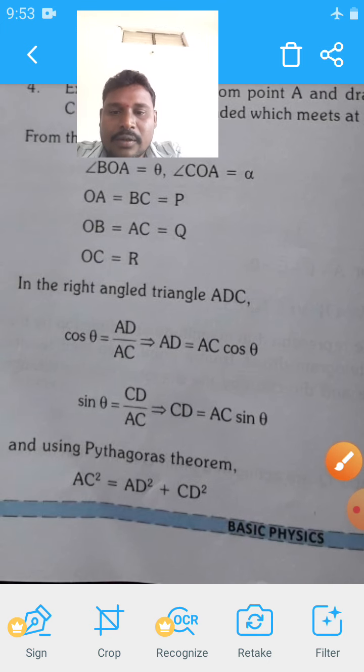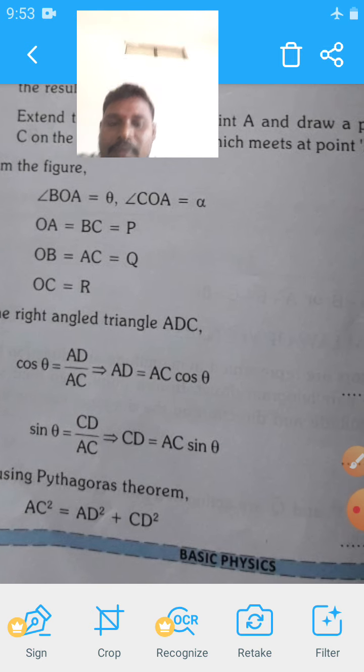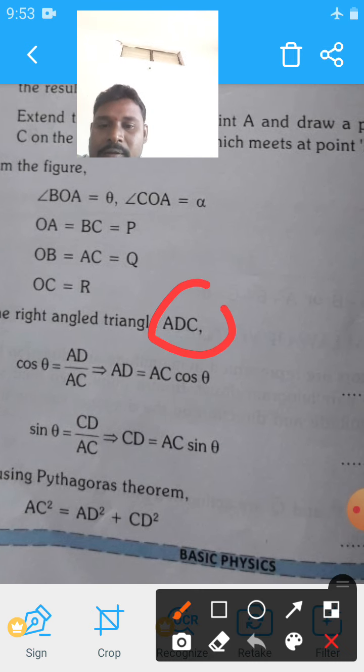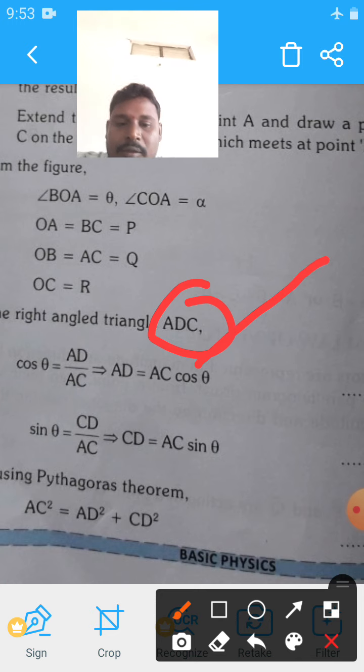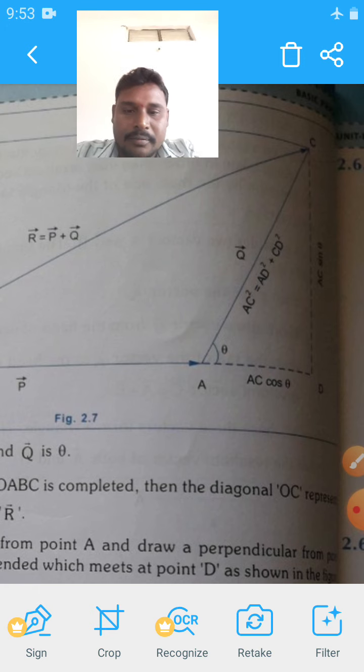See here how AD came. What is the cos theta formula? Adjacent side by hypotenuse, AD by AC. We need AD, so AD is equal to AC cos theta. Similarly, what is the sin theta formula? CD by AC. We need CD, so CD is equal to AC sin theta. This is only from this triangle ADC. From the ADC triangle we obtain the formulas for AD and CD.